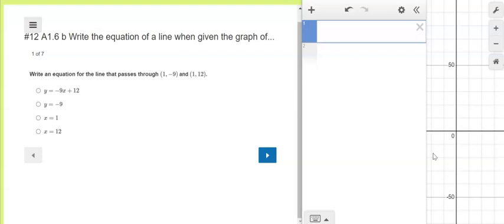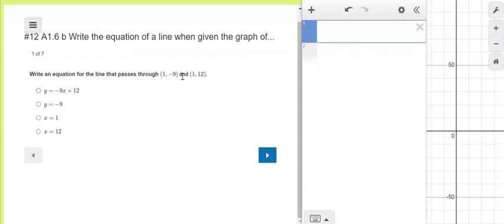In this video, we're going to look at writing the equations of a line given either 2 points or whatever situation we have here. In this one, it says, write the equation of a line that passes through these 2 points. So we do need to find the slope.